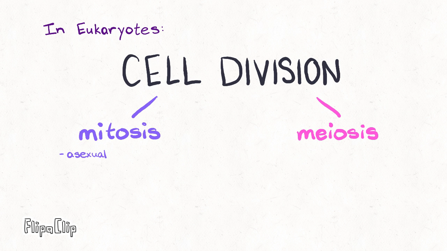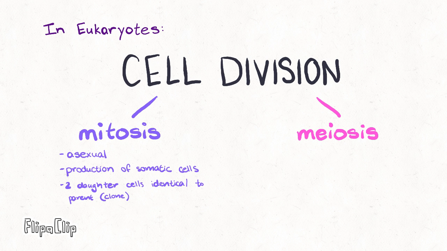Mitosis is a form of asexual cell division that is seen in the production of somatic or body cells. It creates two daughter cells with chromosomes identical to the parent cell, also known as clones. Mitosis is important for growth, regeneration, and repair.